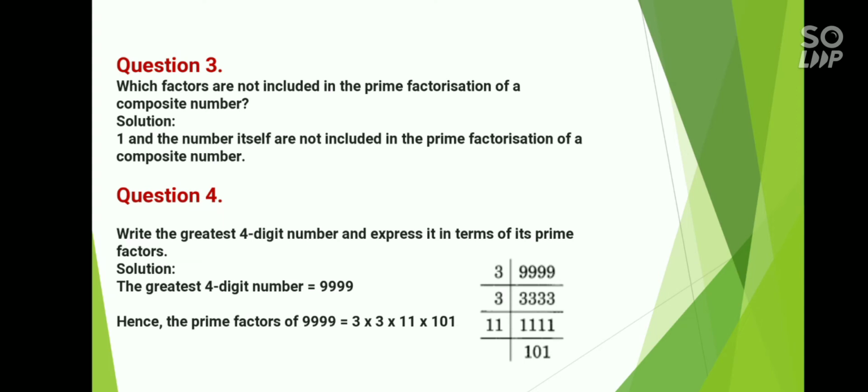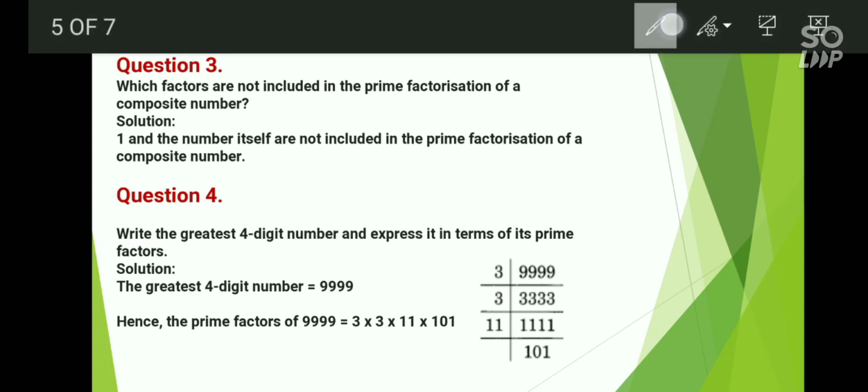Now, solution of question number 4. Write the greatest four-digit number and express it in terms of prime factors. Everybody knows the greatest four-digit number is 9999. Here I have arranged vertically and we are trying to find the prime factors using the vertical method.